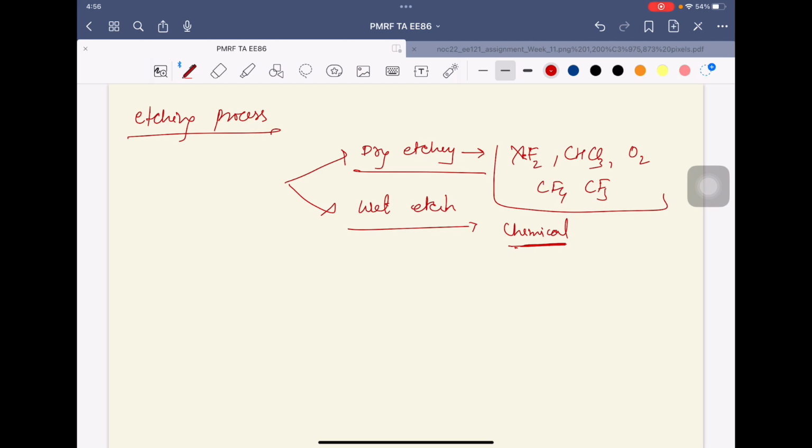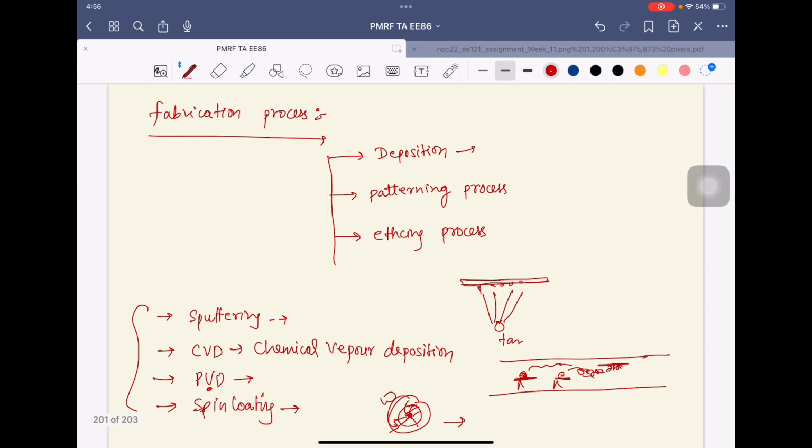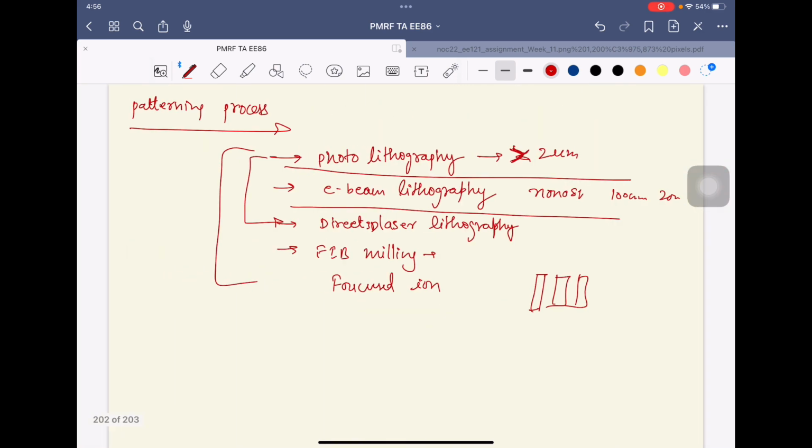Okay, so these are some basic processes which I explained here, and in a later video we will go into the detailed patterning process, the whole process to pattern some small thing.